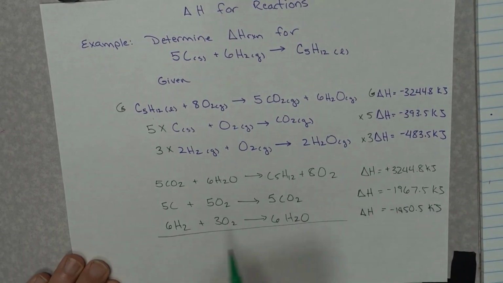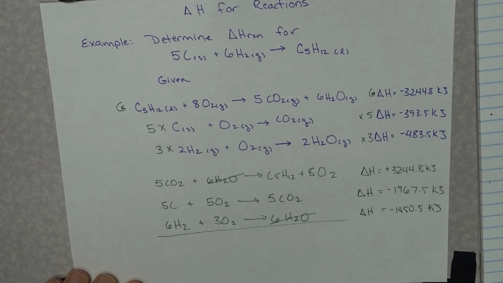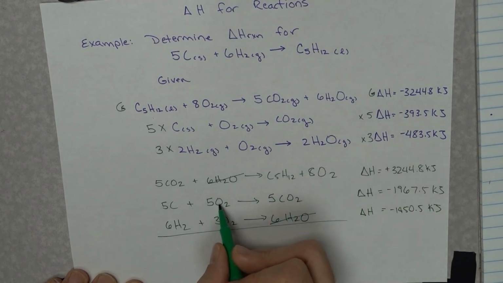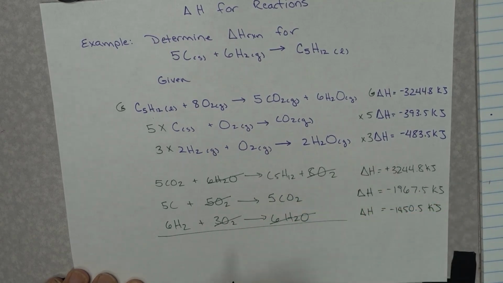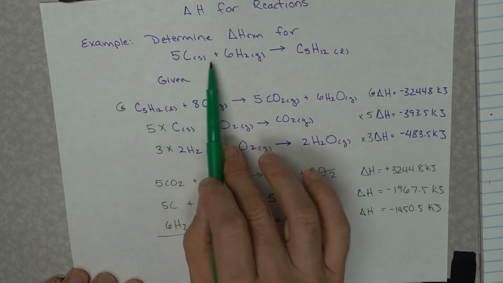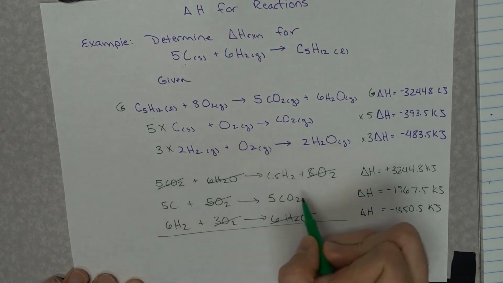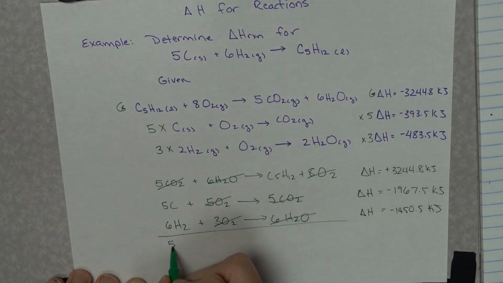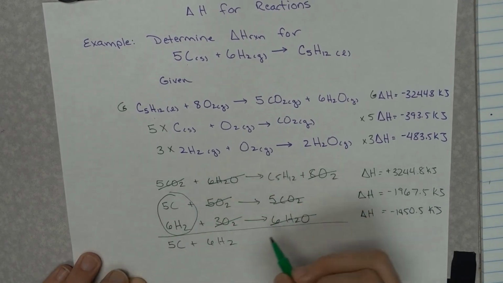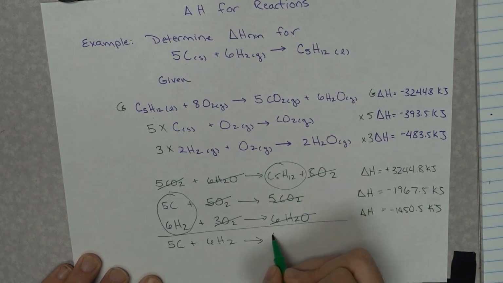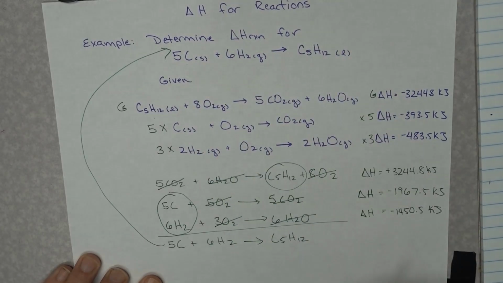And if I add all these up, I can cancel out the things that are on both sides. So I've got 6 waters here, 6 waters cancels. I've got 8 O2s on this side, and I've got 5 and 3 making up 8 on this side, so those will cancel out. And if I've done this right, only the things that are in this top reaction here will be left over. I've still got some CO2s left, 5 on this side, 5 on the other side. So they're gone. So 5 carbons plus 6 H2s, that's all that's left on this side, going to make C5H12. That's exactly what I was being asked to make from up here.